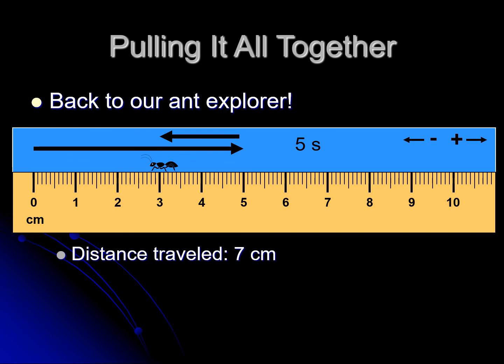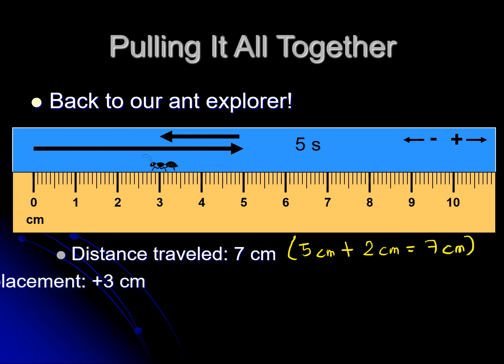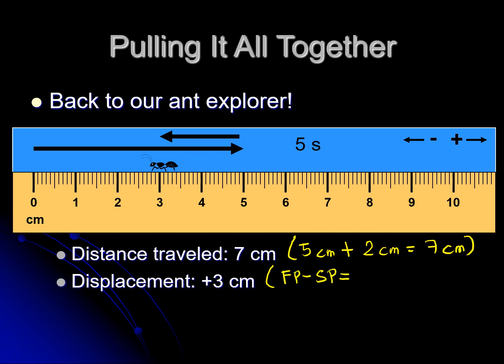Because from 0 to 5, that is 5 cm. And then from 5 to 3 cm, that is 2 cm. So that will be 7 centimeters. How about the displacement? That will be 3 centimeters, because it is our final position minus starting position. Our final position is at 3 centimeters, and our starting position is 0. So we have 3 minus 0, which is 3 centimeters. This one is still on the right side, so it is positive.